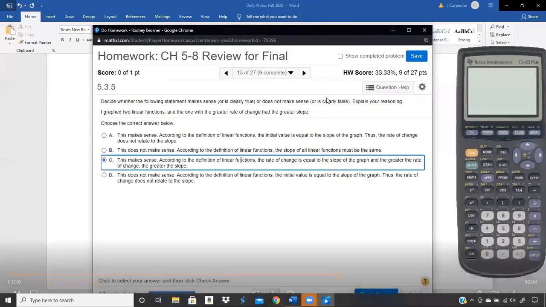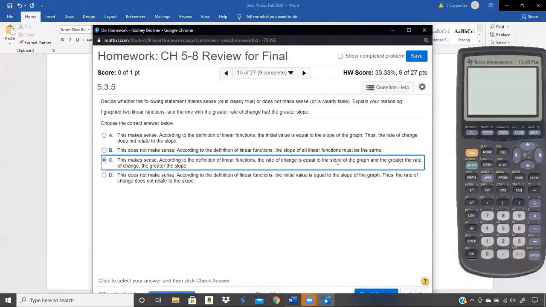C, this makes sense. According to the definition, the rate of change is equal to the slope of the graph. Something I said earlier. So the greater the rate of change, the greater the slope. C's sounding pretty good, but let's check D just to make sense.